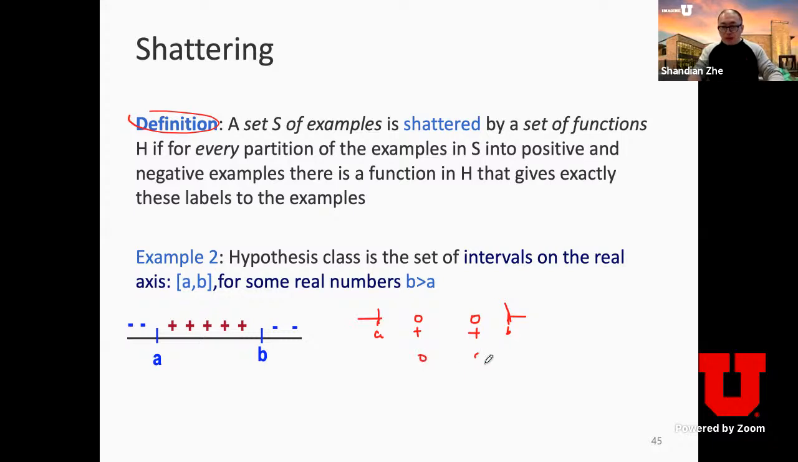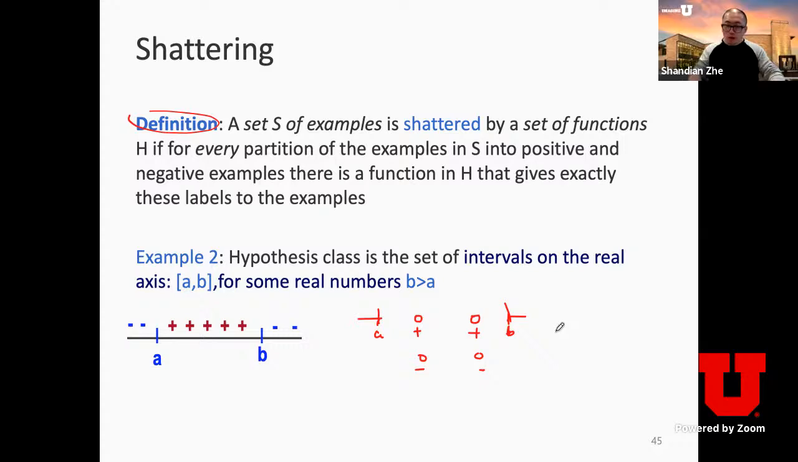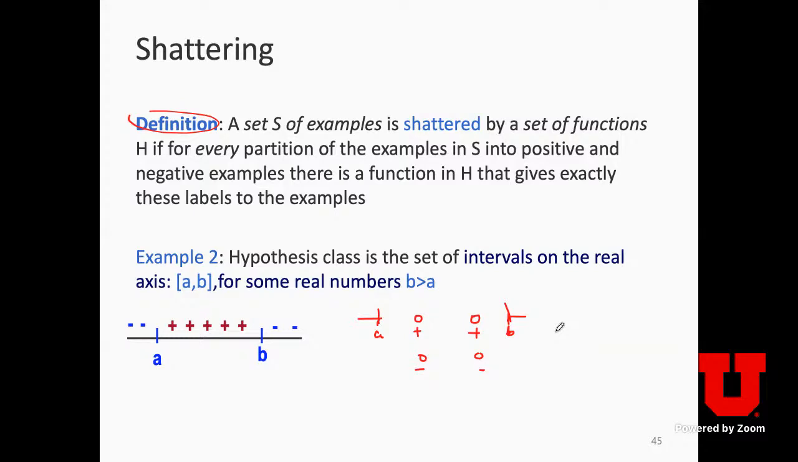For the second labeling scheme, we're going to label them both as negative. Again, we want to find a hypothesis in our interval space which can correctly predict both negative labels. Where should I put A and B? Inside, in between those points, like inside that interval where those negative labels are.